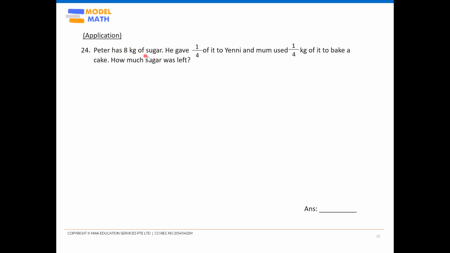So Peter has 8 kg of sugar. He gave 1/4 of it to Yenny, and Mom used 1/4 kg of it to bake a cake. How much sugar was left? Looking at this, it looks pretty simple, right? I think a lot of you would happily tell me, let's take 8 minus 1/4 because he gave to Yenny, then minus 1/4 because Mom used it. Now, please do not do this, because this is wrong.